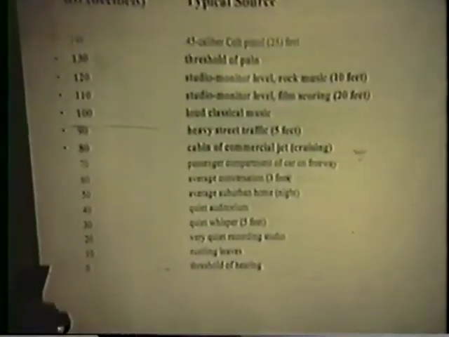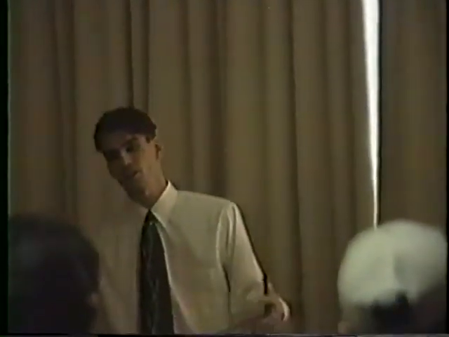And here are some typical decibel values for some typical sources. As you can see, at 60 dBs, it's typical conversation. At 90 dBs, it's some type of traffic. At 100, it's a lot of classical music. And at 120, it's about the level of rock music.